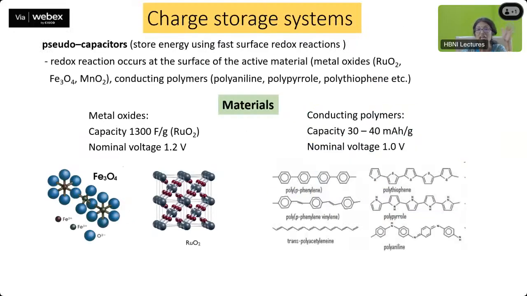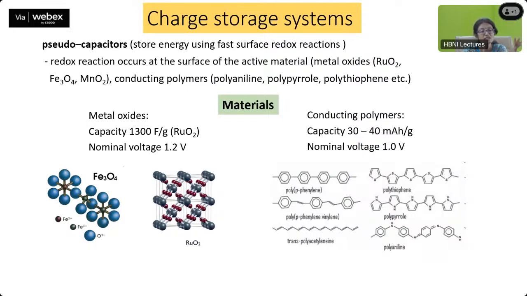Then, of course, we come to the other part, which is the pseudocapacitors, which store energy using fast surface redox reactions. So redox reactions occur at the surface of the active material. And what are the different kinds of active materials you use over here? They are metal oxides. So you can have ruthenium oxide, you can have Fe3O4, which is iron oxide, MnO2, manganese oxide. And you can have different conducting polymers like polyaniline, polypyrrole, polythiophene, etc.